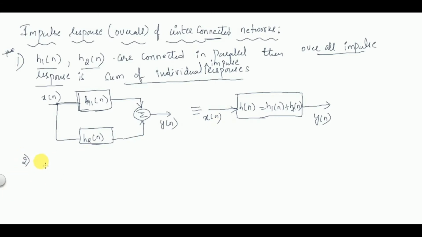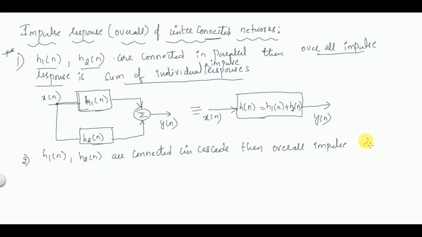Second point: if two systems with individual impulse responses H1 of n and H2 of n are connected in cascade, then the overall impulse response is the convolution of individual impulse responses.